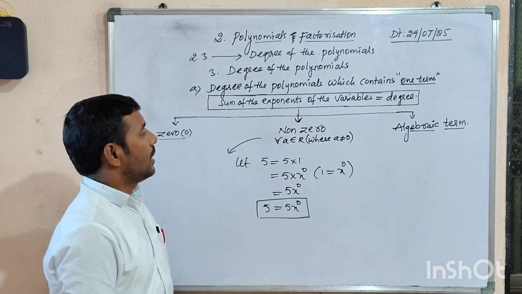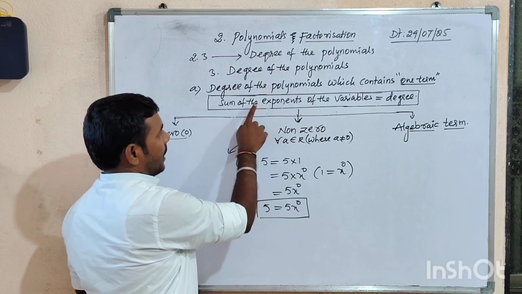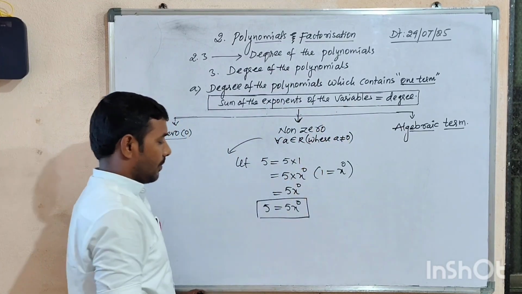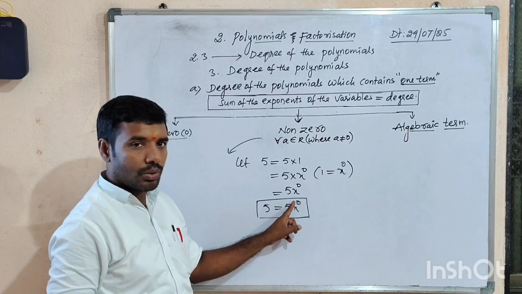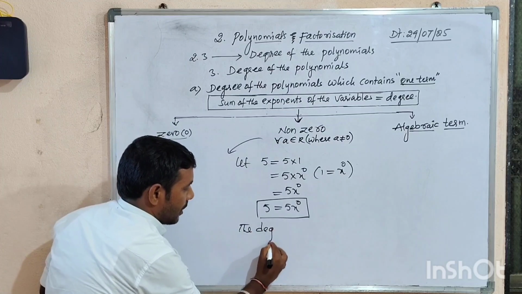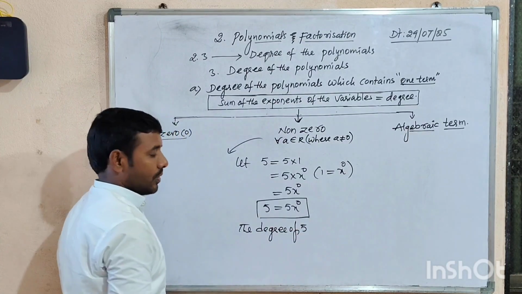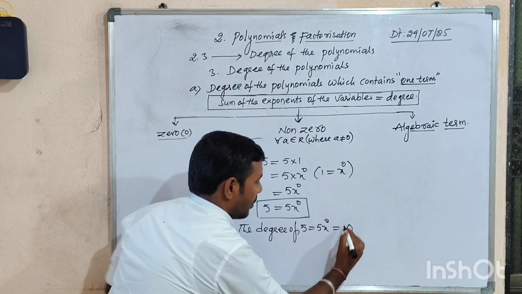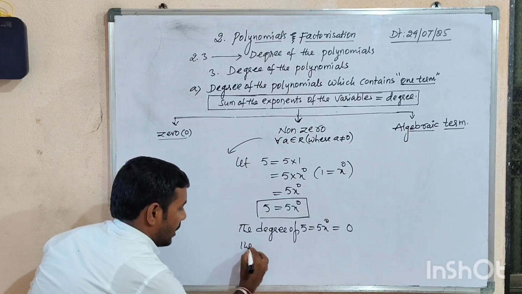Now concentrate, what is the degree? The degree definition is that the exponent of the variable is called the degree. Now, what is the variable? x. Its exponent is 0. So the degree of 5, which is equal to 5x to the power of 0, tell me, 0 only, no?